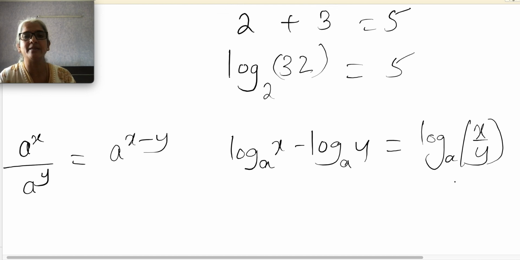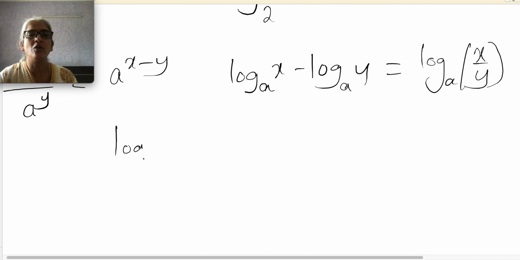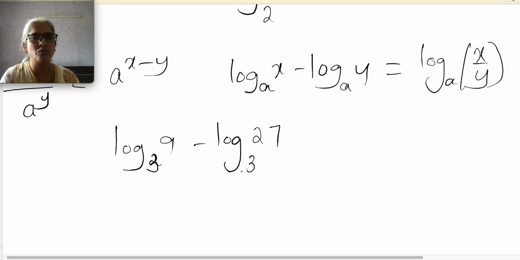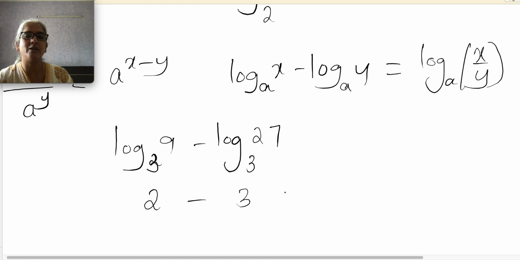Let's take an example again. So log of 9 to the base 3 minus log of 27 to the base 3. So I'm looking at numbers that we are familiar with. We know 3 square is 9, so log of 9 to the base 3 is 2. 3 cube is 27, so log of 27 to the base 3 is 3, and 2 minus 3 is minus 1. So my left hand side answer is minus 1.